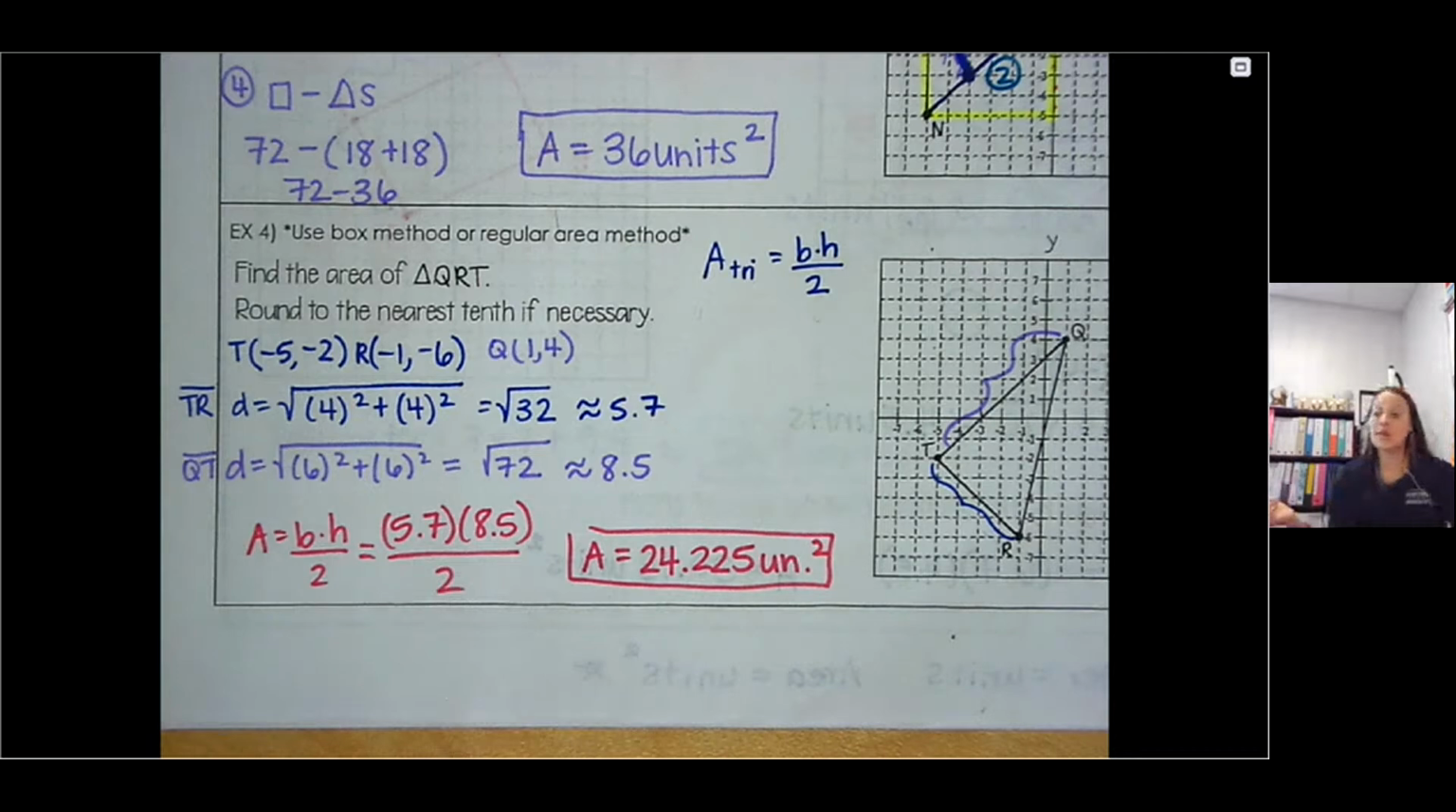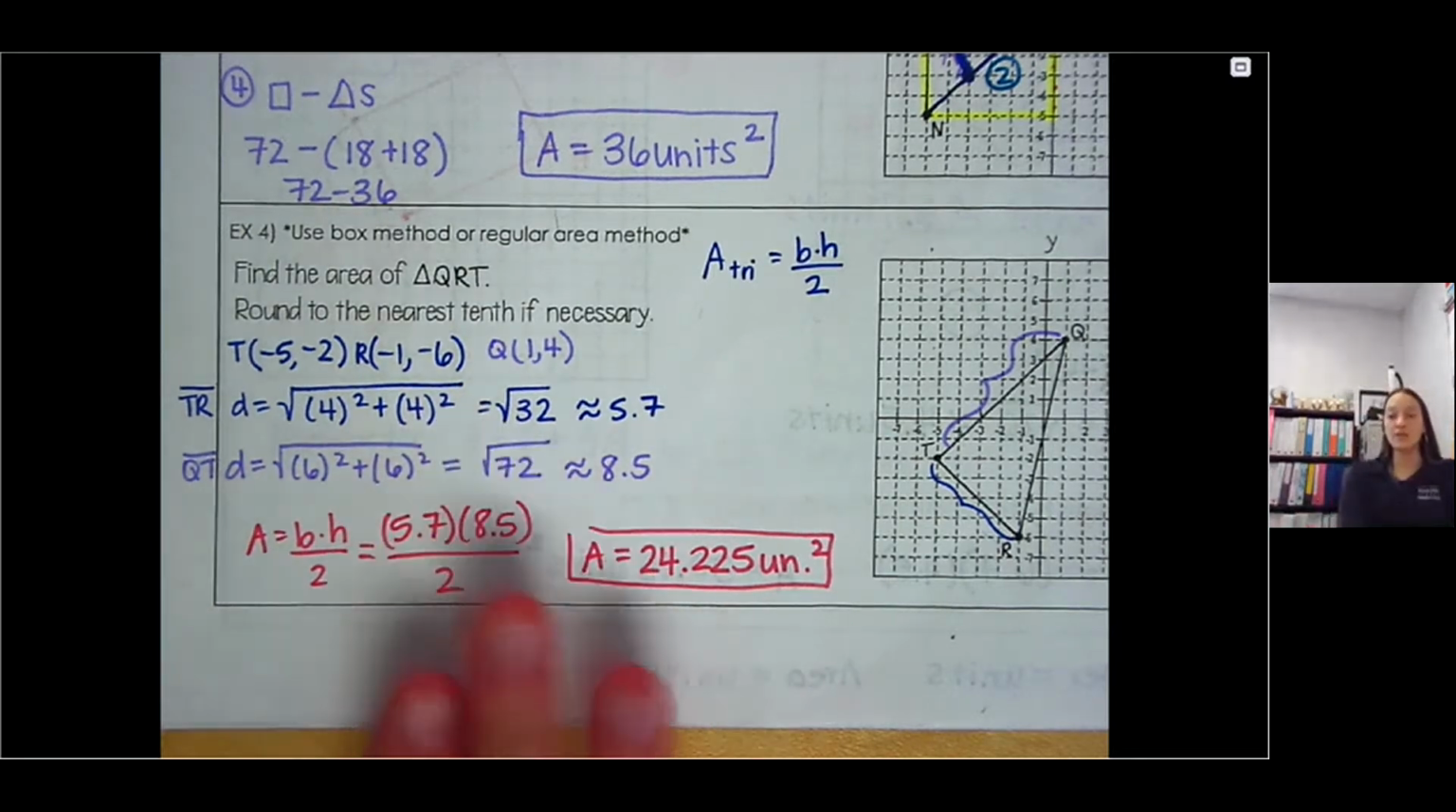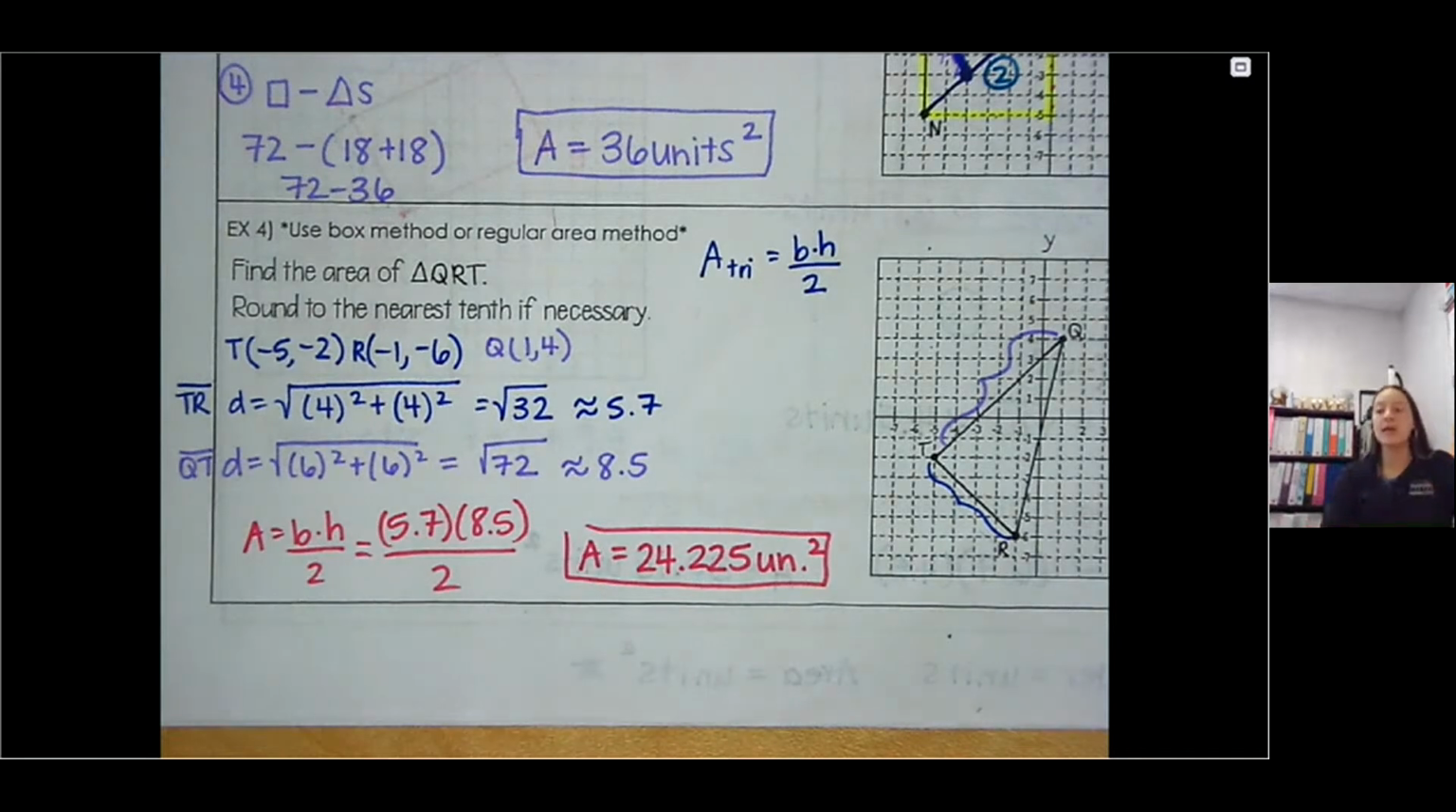You could have used the box method. Obviously, that would have worked as well. Personally, I think the box method is easier than trying to figure out these, but I wanted to show you that you could do it either way, and you should still get the same answer in the end.